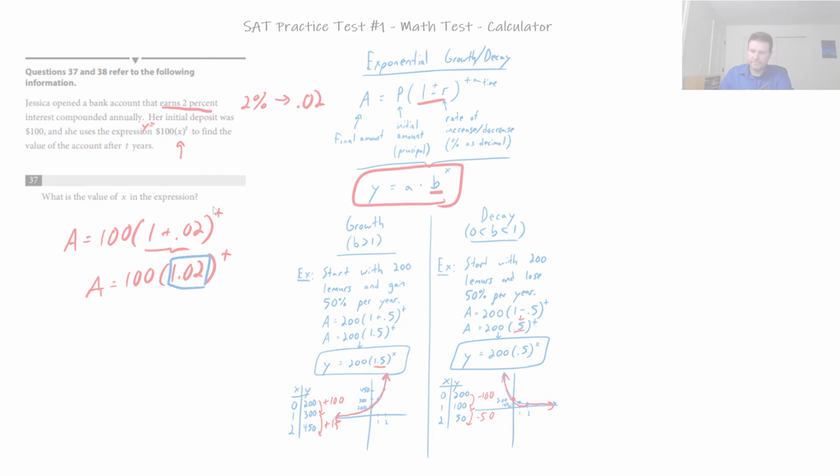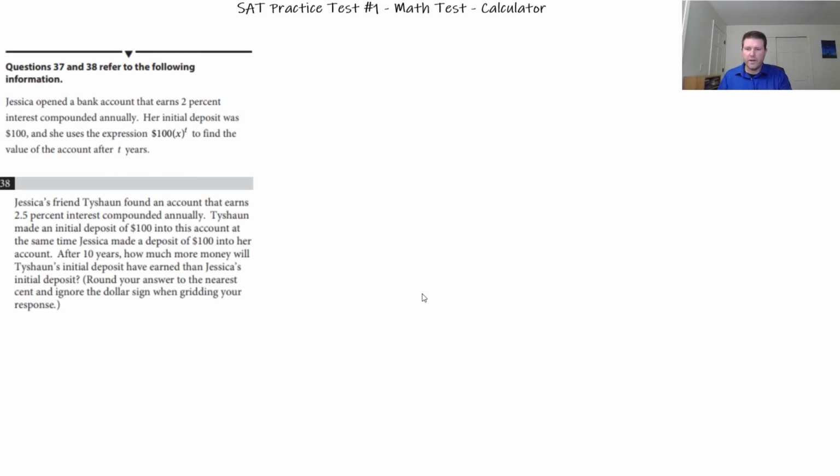So that's it. Okay, for number 38, I'm going to be going through this kind of quickly. If you have any trouble with how I'm getting my expressions for how much Jessica and Tyshawn make after 10 years, just head back to my lecture for number 37, because that explains the exponential growth and decay setup and how you get the expressions and what goes where. So if you got 37 or you understood 37, you should be totally fine with this. If not, go back, look at 37. I have a nice little pictograph that I use to explain everything.